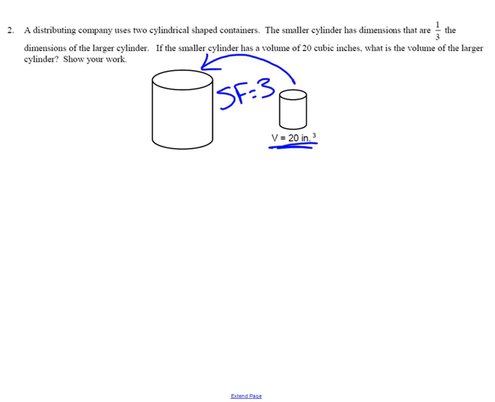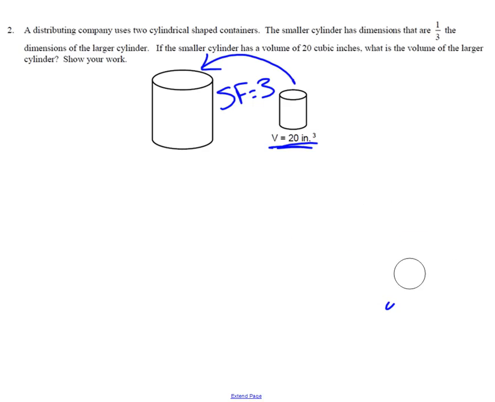What if it was 1/4? That'd be 4. 1/4 is 4 times. Just think of how they're flipped. Like if I said this was half the size of this one on the left, how many times bigger is this? 2. It's 2 times as big. So if this is 1/3 the size, then the bigger one is 3 times as big as the small.